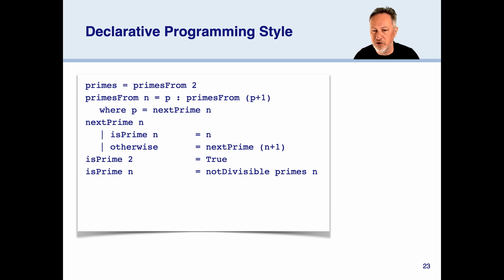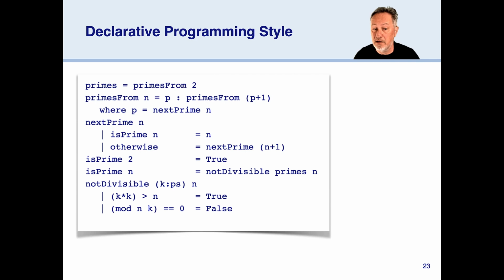However, we can be intelligent. We'll use Eratosthenes' sieve. So not divisible will take some list of primes starting with k. And if k squared is bigger than n, so we've checked all the primes up to k, and it's not divisible by any of those, and if k squared is bigger than n, then we can stop. Then we know that n is a prime number, because it's not divisible by any prime number up into its square root. If, on the other hand, n can be divided by k, well, then n is not a prime number, so we return false.